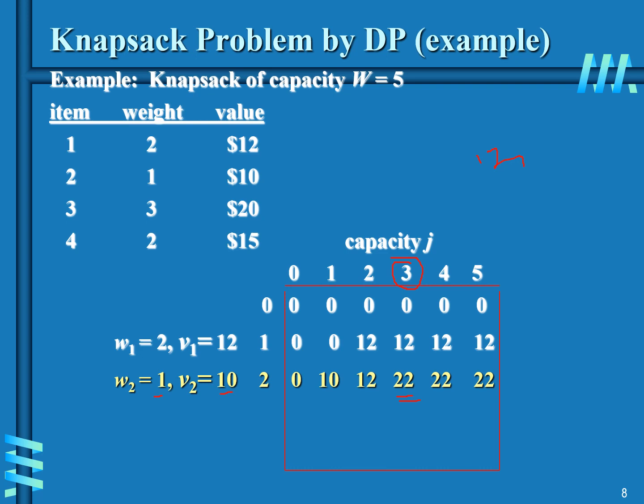Obviously for V of 2 comma 4 as well as 2 comma 5, the value or the profit of the sack you can achieve at the moment, if you are considering these two items, the maximum profit is 22.